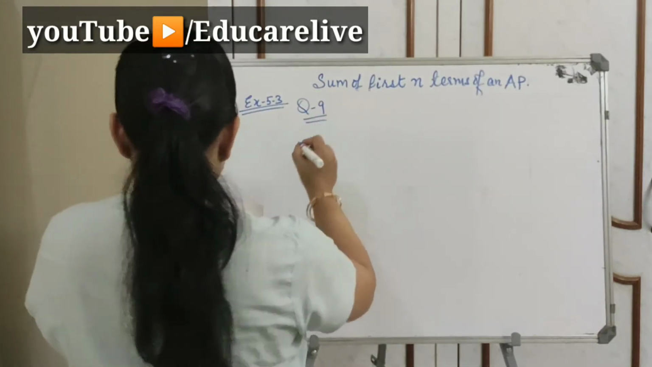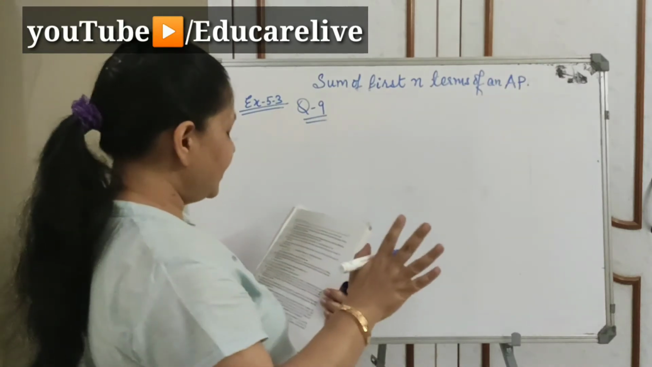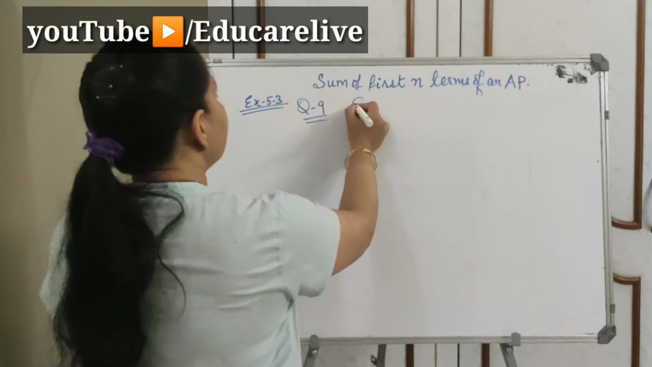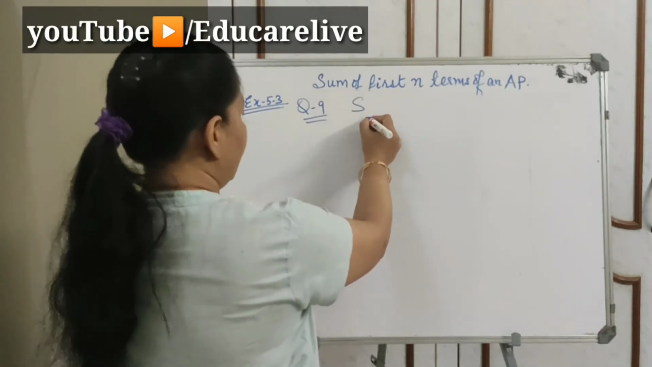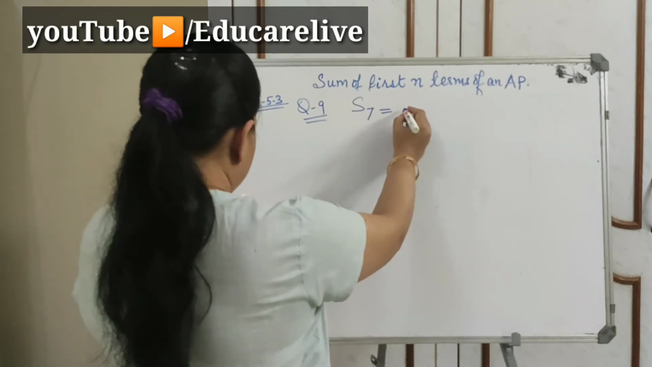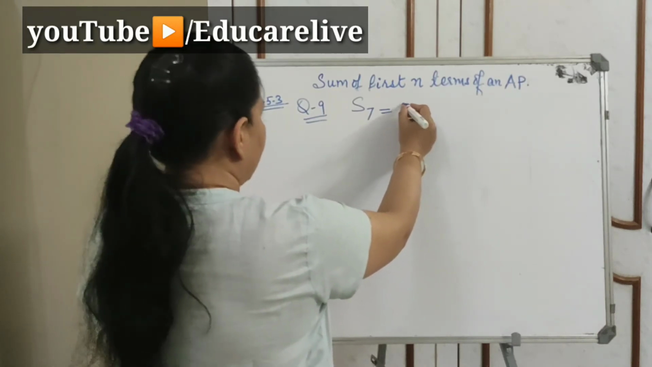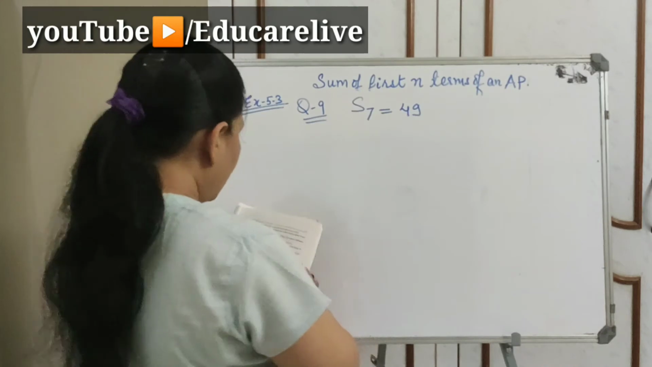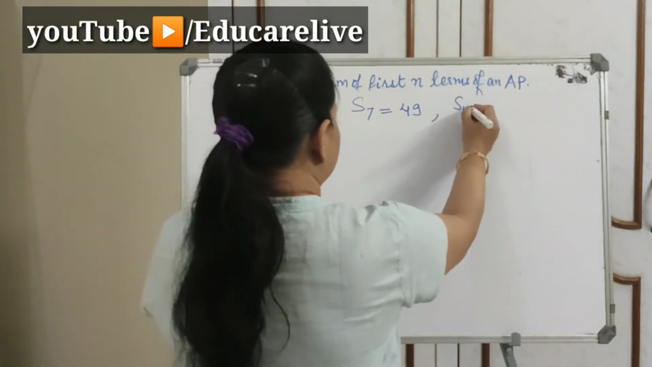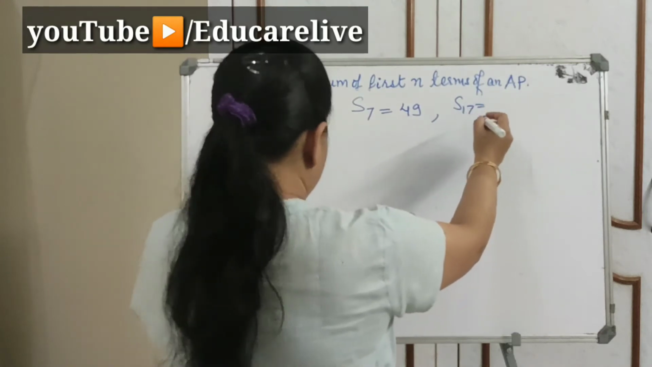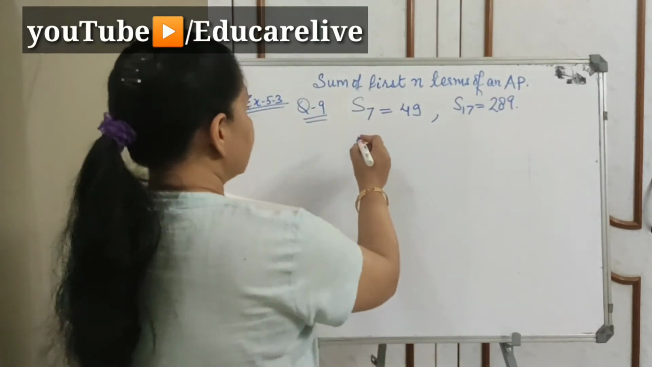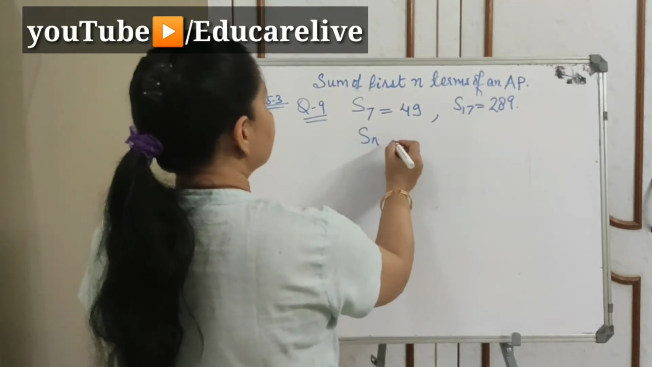Question number 9. If the sum of the first 7 terms of an AP is 49, and that of the first 17 terms is 289. So what we need to find is the sum of the first n terms of an AP.